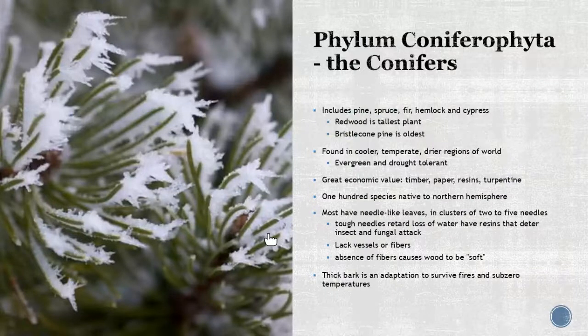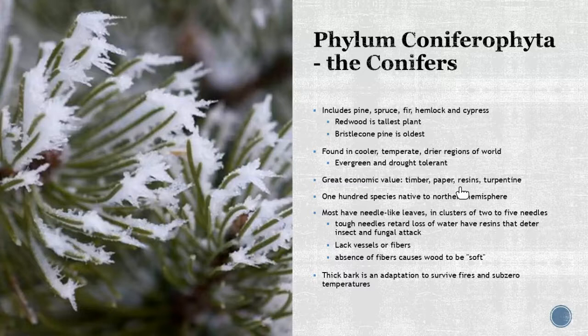So the first one is phylum Coniferophyta, and this is probably the one you're most familiar with. This is going to be your pine, your spruce, your fir, hemlock, and cypress trees. Your redwood is an example of the tallest, and the bristlecone is an example of the oldest. Now you're going to find these in more of your cool, temperate, and drier regions of the world, and they're going to be associated with being evergreen and drought tolerant.